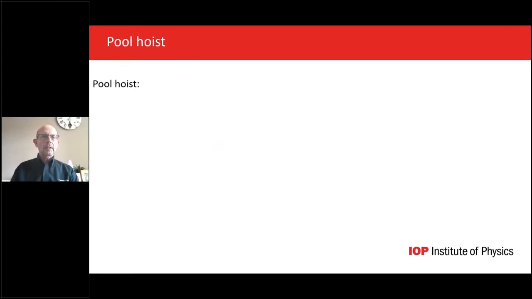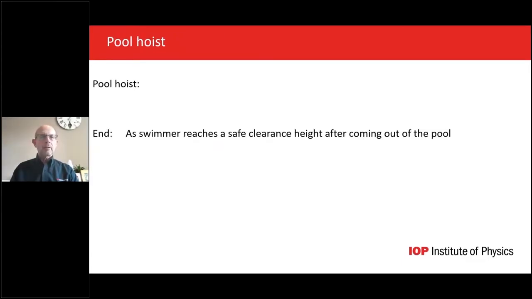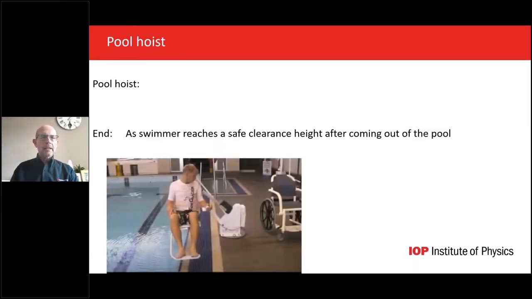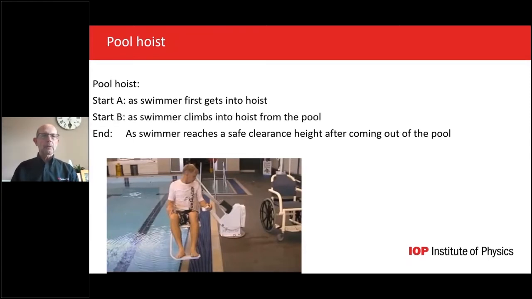But the pool hoist is a different thing. So our end point is going to be as the swimmer reaches a safe clearance height after coming out of the pool. So the swimmer has finished his swim and has now been lifted out of the pool. But what are you going to choose as your start point? Well, I'm going to say there are probably two main options you could choose. You start A as the swimmer first gets into the hoist, or start B was as the swimmer climbs into the hoist from the pool.